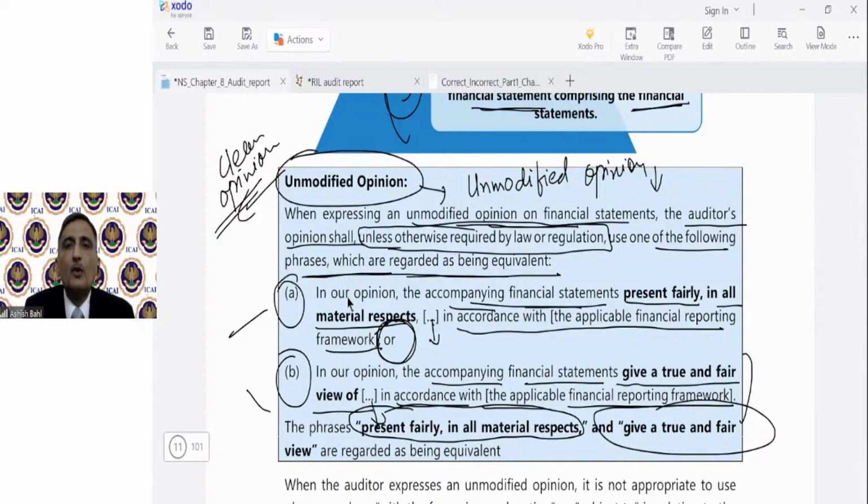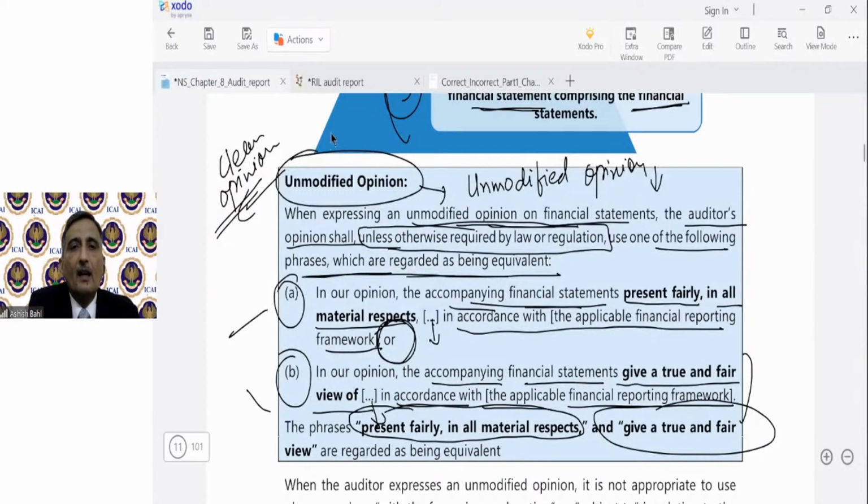Okay, students, is it clear to you? I am again repeating it. When an auditor expresses an unmodified opinion, he would be using any one of these two phrases. Either he will say, in my opinion, the accompanying financial statements present fairly in all material respects the state of affairs of the company. He would comment on the profits of the company in accordance with the applicable financial reporting framework. Or he will use the term true and fair view. Or he will say that the accompanying financial statements give a true and fair view.